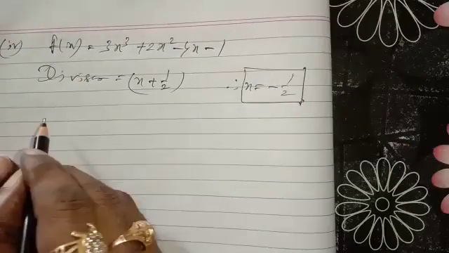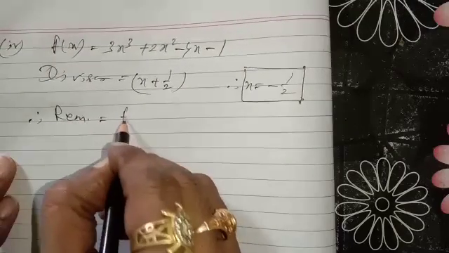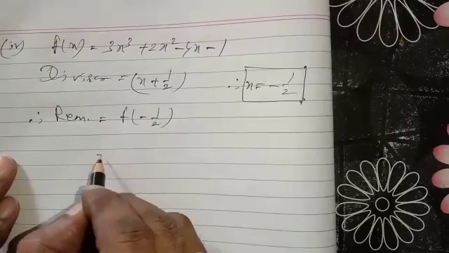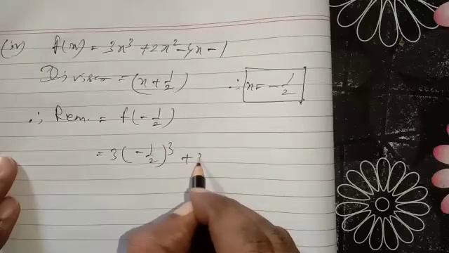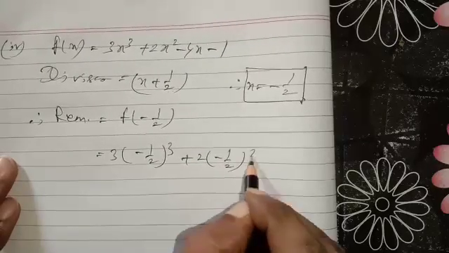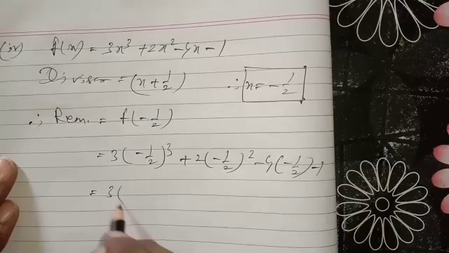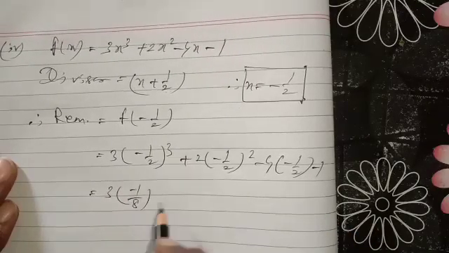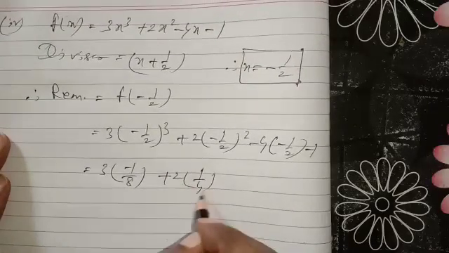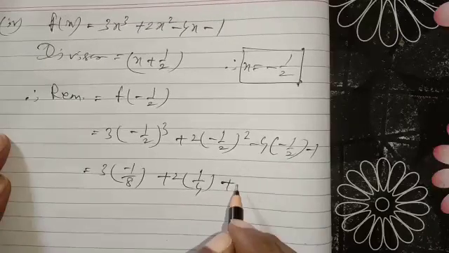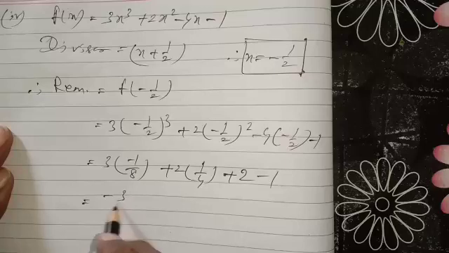The remainder will be, therefore, remainder is equal to f of minus half. That means 3 into minus 1 by 2 whole cube plus 2 into minus 1 by 2 whole square minus 4 into minus 1 by 2 minus 1. That means 3 into minus 1 by 2 whole cube is minus 1 by 8. This will be 2 into minus 1 by 2 whole square, how much? 1 by 4. This will be plus 2 to cancel, 2 minus 1. This is coming minus 3 by 8.